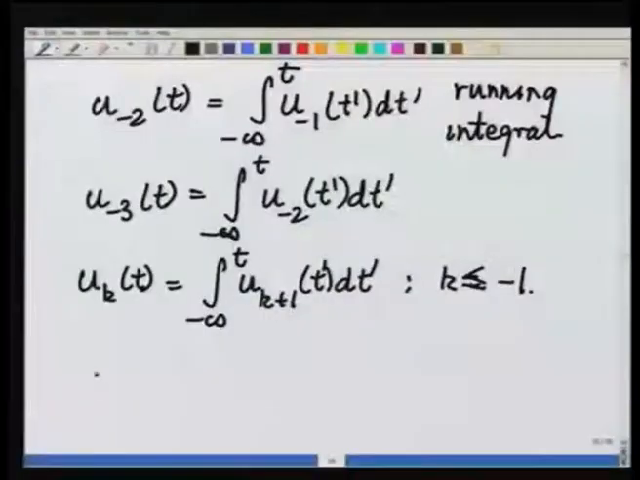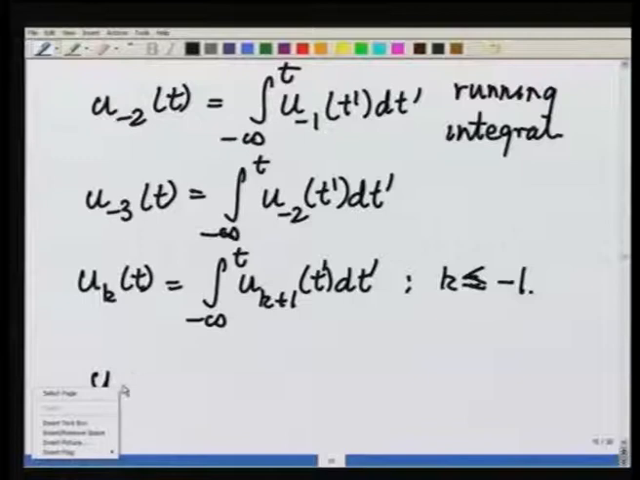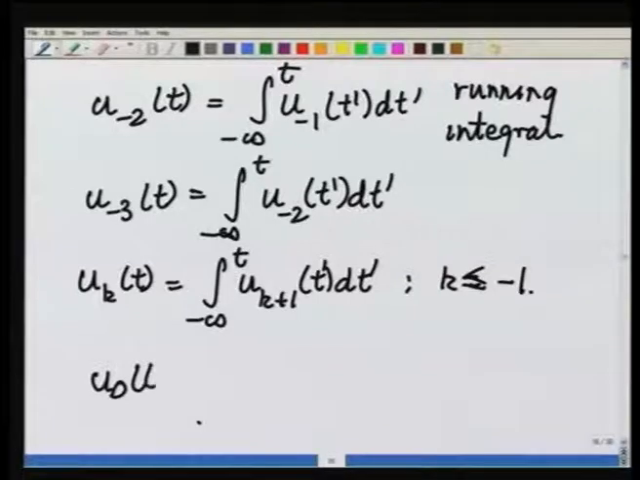And there is in fact in this family a certain member which is u 0 of t. We have not spoken of this yet because it is a very tricky kind of a thing and we are really not prepared to handle it just yet. So, let us leave u 0 of t out of our discussion for the time being.